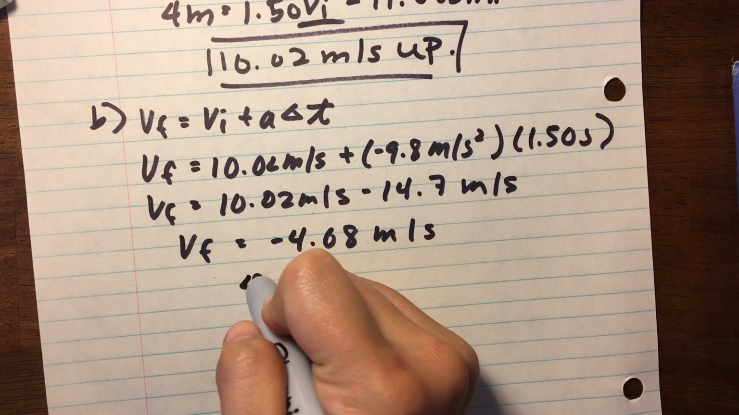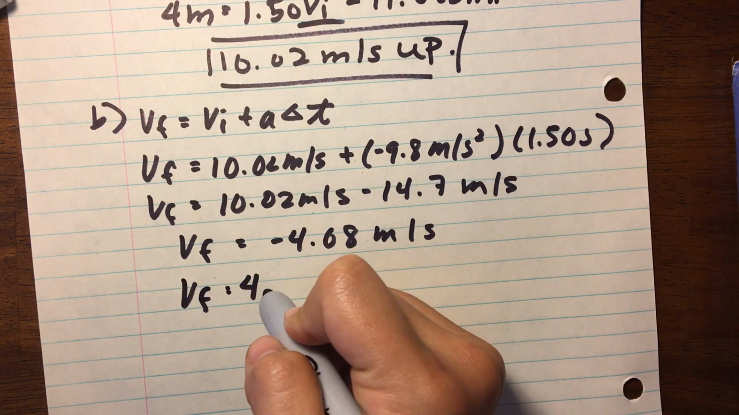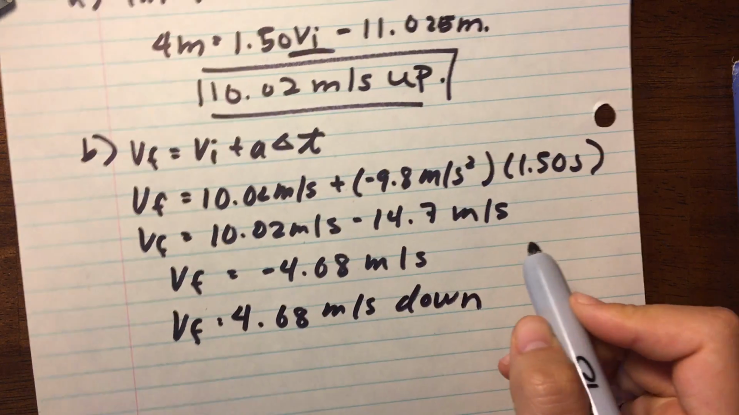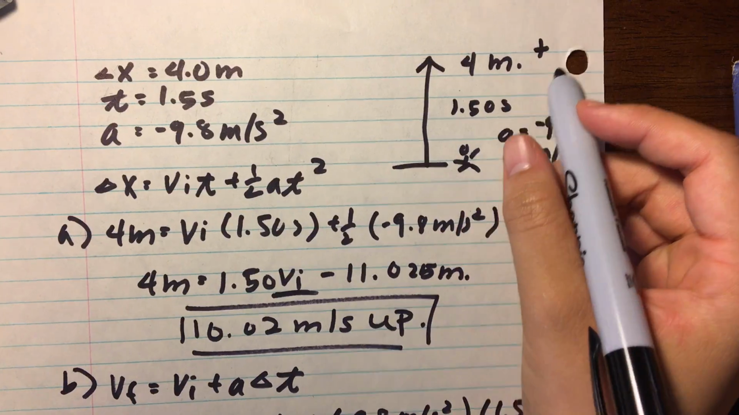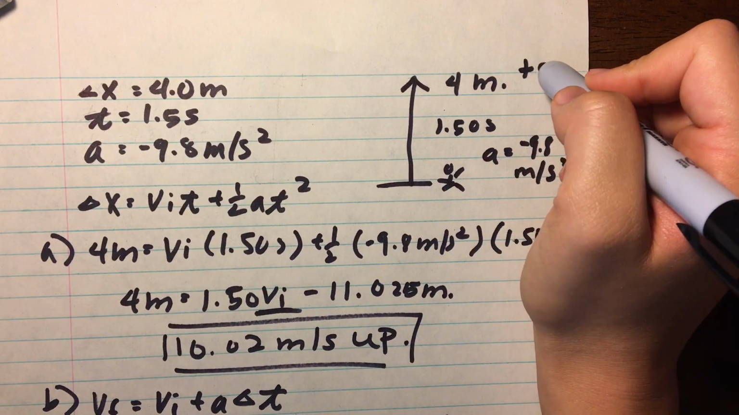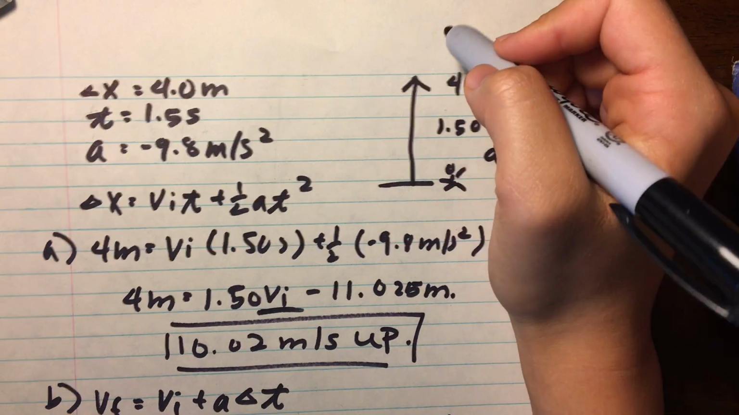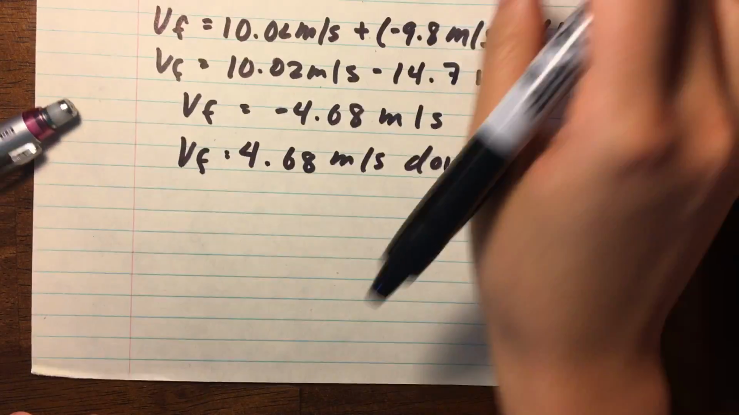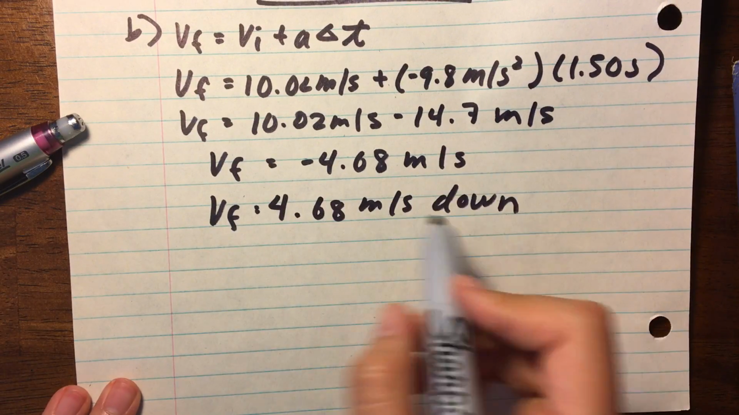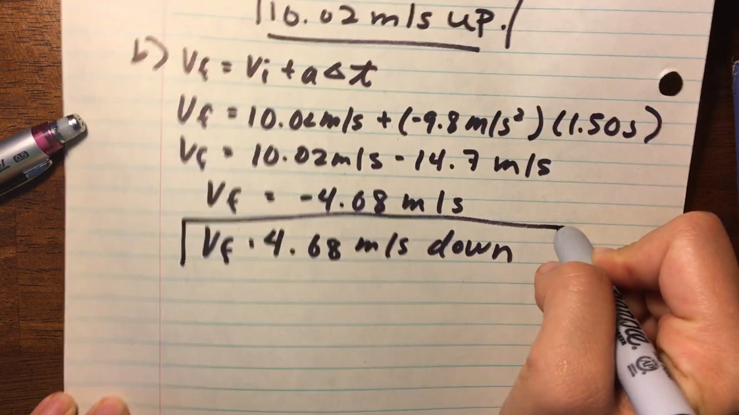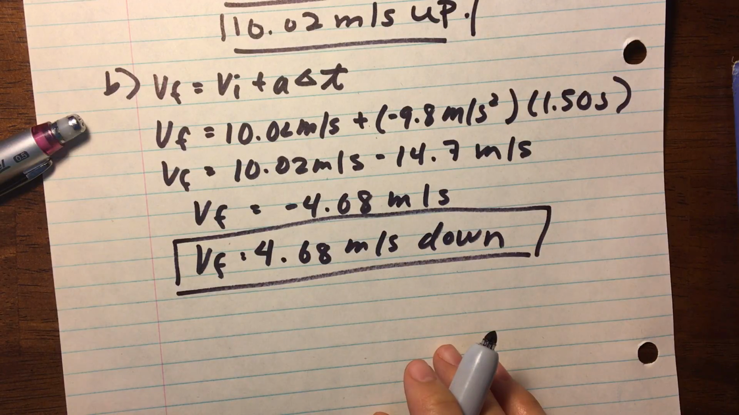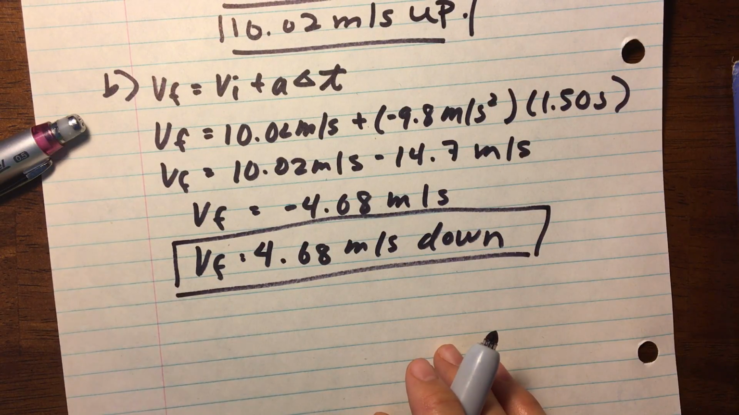Your answer would actually be the velocity final equals 4.68 meters per second down, because in your picture above you specified that positive direction is up, therefore the negative direction would be down. So you can convert the negative to a down, giving you velocity final equals 4.68 meters per second down, which is also the velocity of the keys just before they were caught.